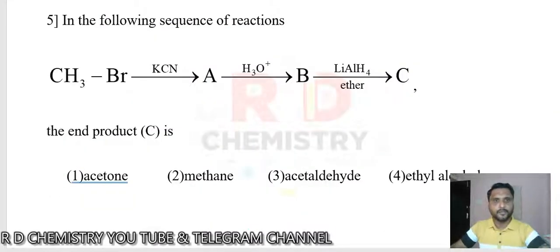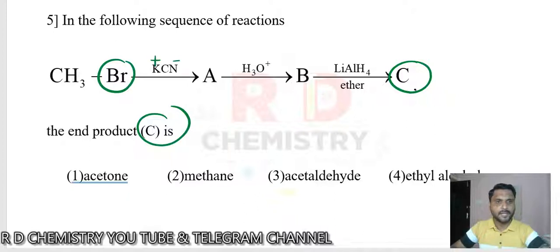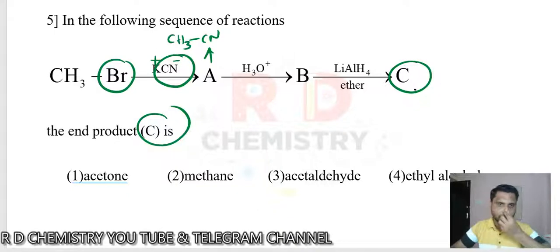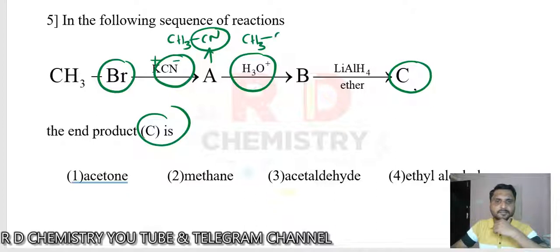Next question. In the following sequence of reactions, identify the product C. This is ethyl bromide, a haloalkane. There is a nucleophile, CN minus. So the product is CH3CH2CN. Correct, this is the product A. Now it is subjected to acid hydrolysis. Hydrolysis of a cyanide gives the corresponding carboxylic acid, along with an ammonium salt. So this is product B.